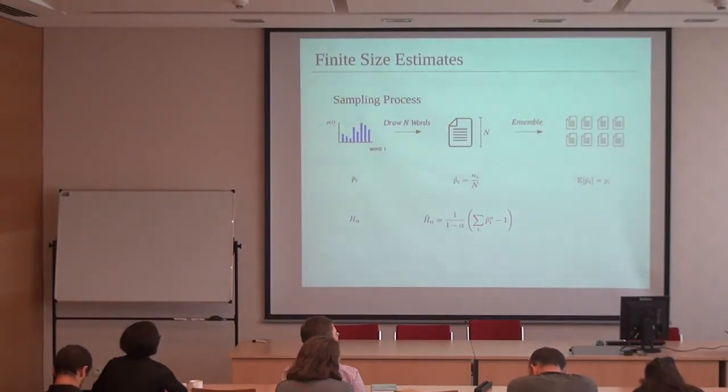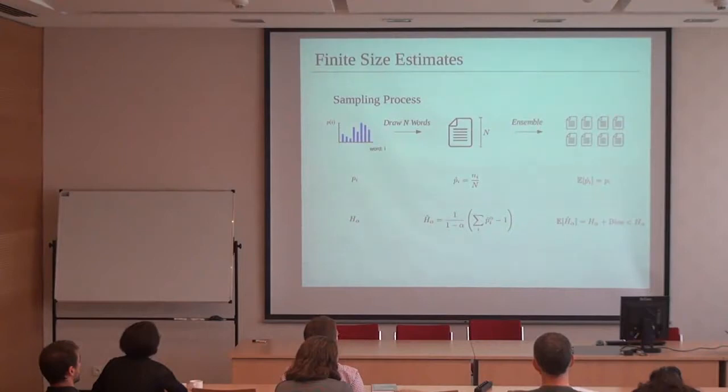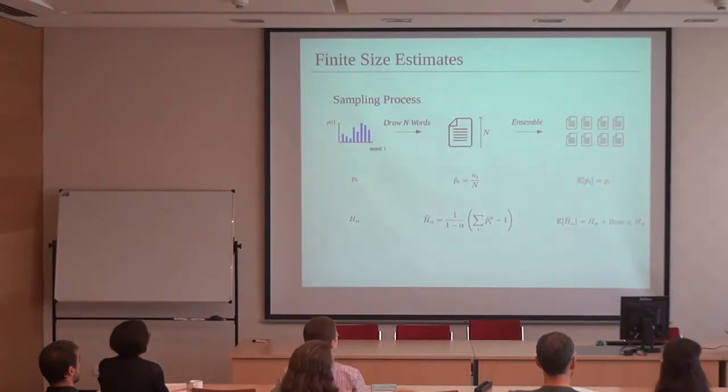But the issue with that, if we just use that plug-in estimator, is that you can show, even if you repeat that experiment many, many times, you will never get to the true value of your entropy. So there will always be a bias. You will always underestimate the true value of the entropy. So the bias is negative? Yes. Okay. The bias is negative.